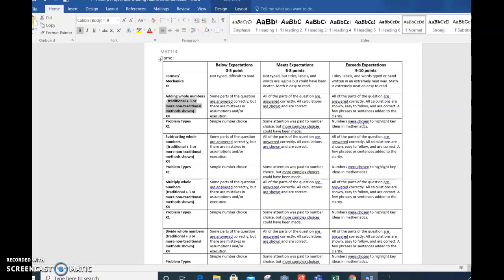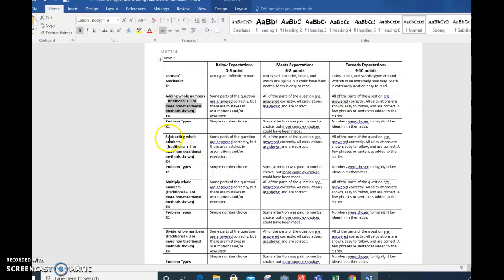So again, make numbers that are logical for what you're trying to show. Okay, and then subtraction, same thing. If you pick ones where you never have to ungroup, like 299 minus 157, you don't have to ungroup. So you're not going to get a very good score here for number choice, because you're picking something so easy, it's not highlighting anything.